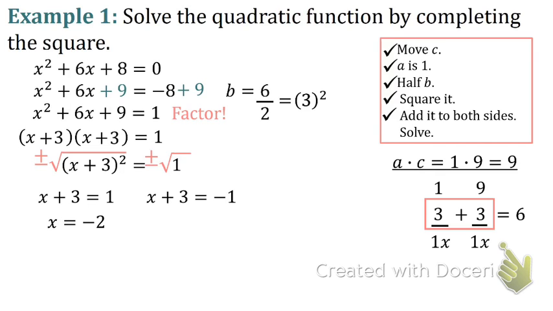Solving for x, we're going to subtract 3 from both sides, so x equals negative 2 and x equals negative 4. So those are our two solutions to x squared plus 6x plus 8.